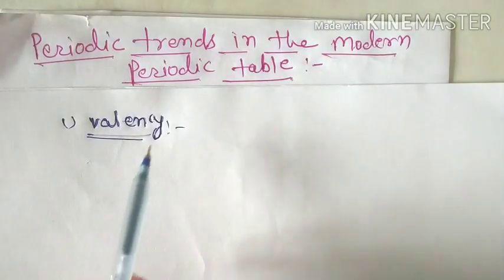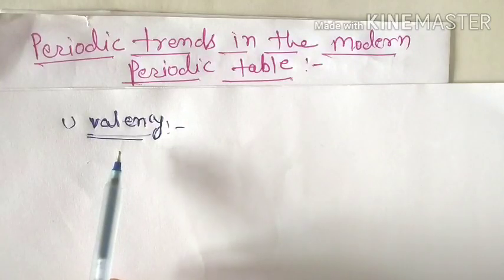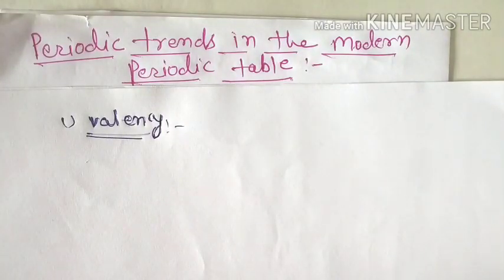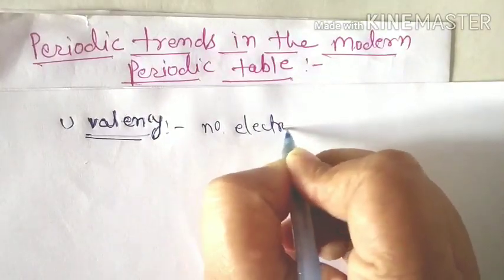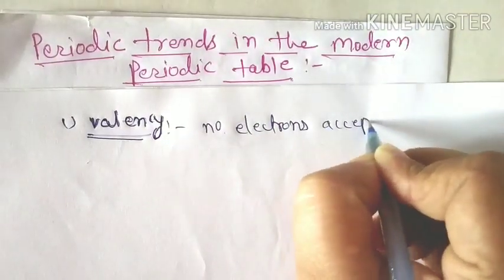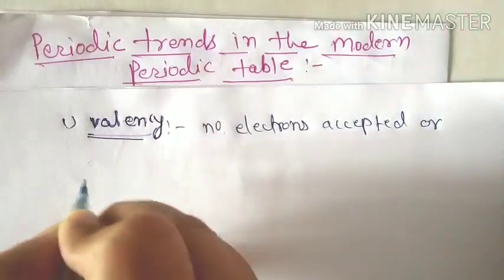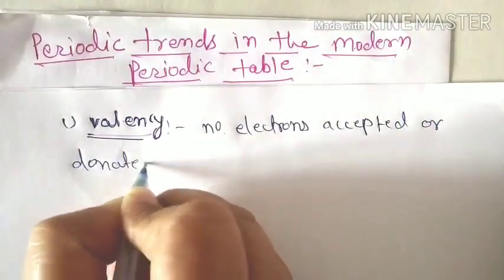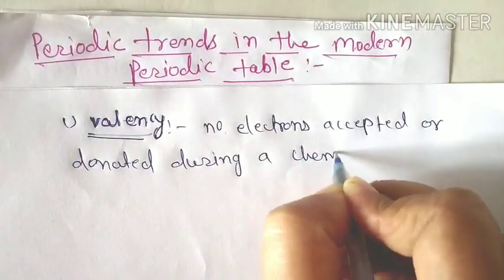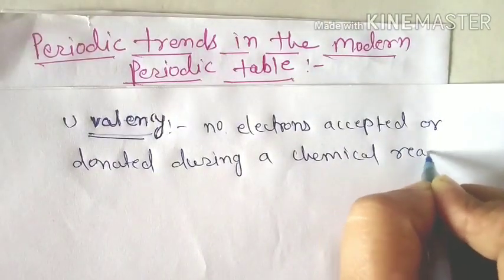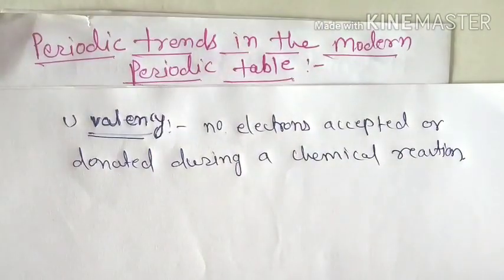In that, the first trend is valency. You know very well, valency is nothing but the number of electrons accepted or donated during a chemical reaction. Then there is a relationship between the electronic configuration of an element and its valency.